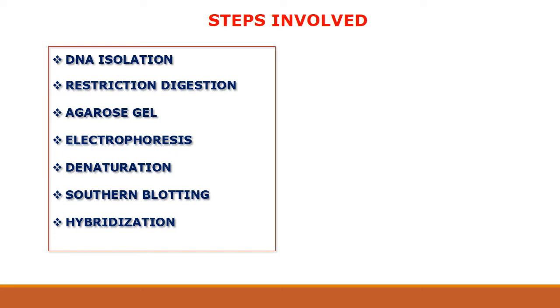It is then transferred to a membrane via the Southern blot procedure, followed by hybridization of the membrane to a labeled DNA probe, which then determines the length of the fragments that are complementary to the probe. And RFLP occurs when the length of a detected fragment varies between individuals.